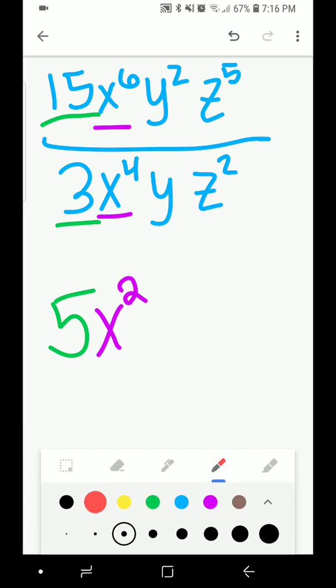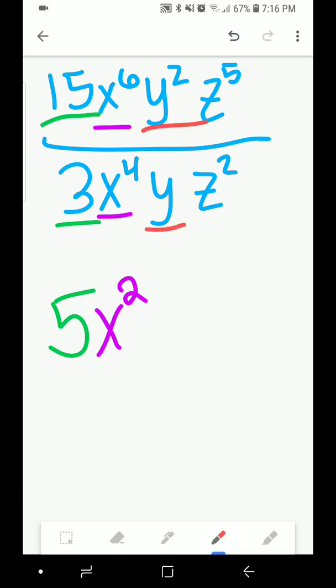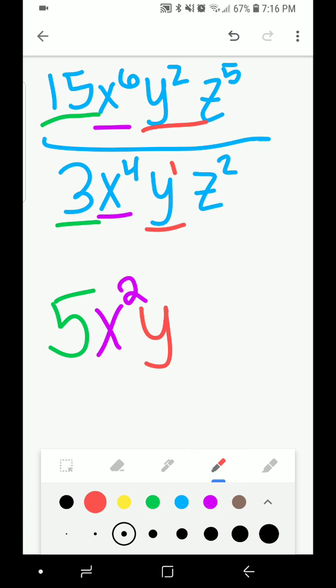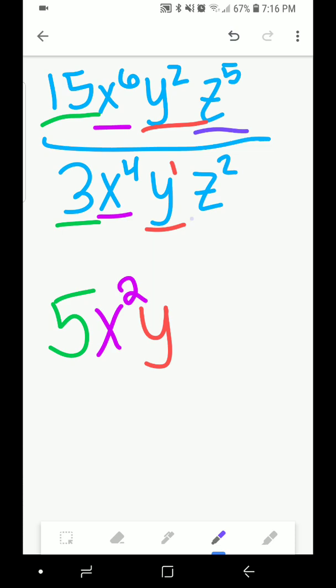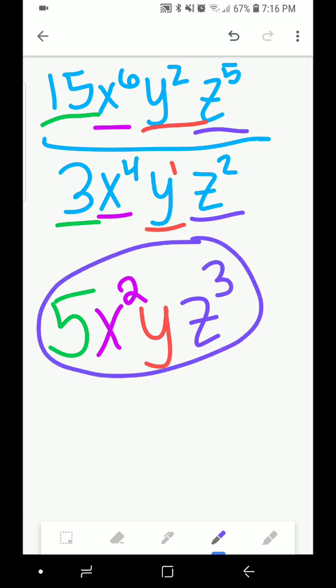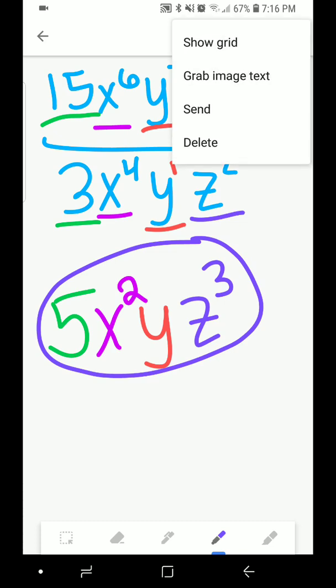Next we take a look at the y's. y to the 2nd over y, you're just going to be left with 1y. So it's going to be 2 minus 1, you're just going to be left with 1. Finally, we're going to look at the z's. We have z to the 5th over z to the 2nd, so we will be left with z to the 3rd. So that is how you go ahead and divide monomials.